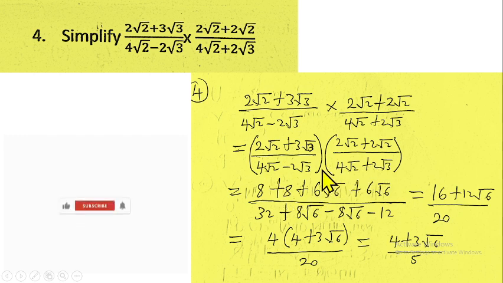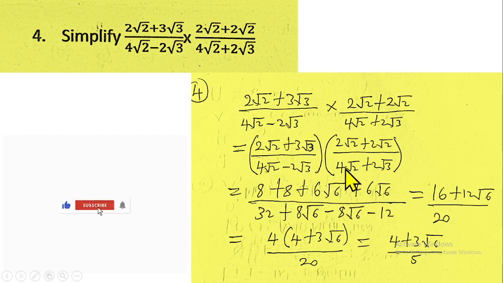Denominators are difference of two squares. So there's a shortcut to solving this, but I want to believe you probably don't know it. That's why I just open the bracket normally.